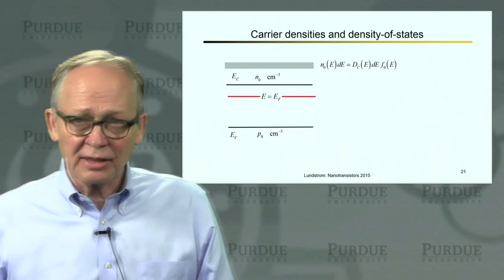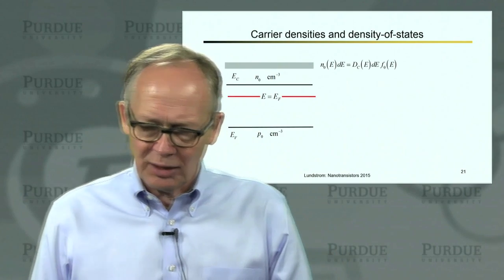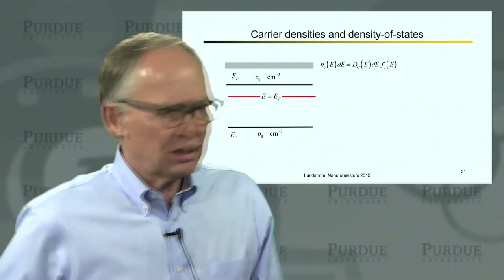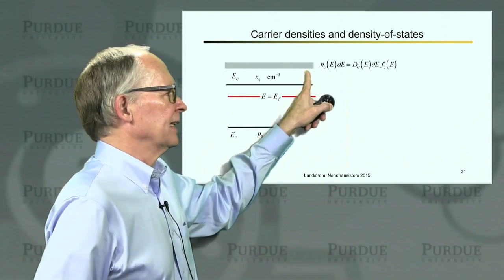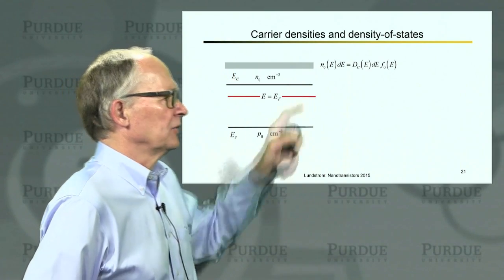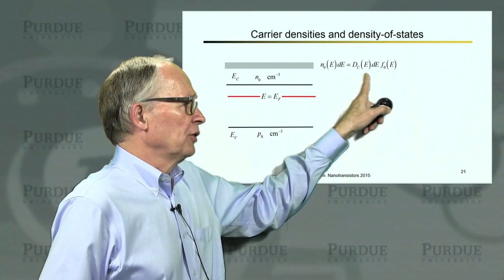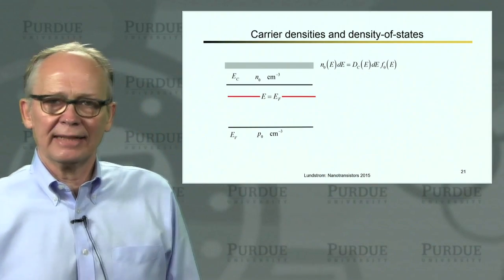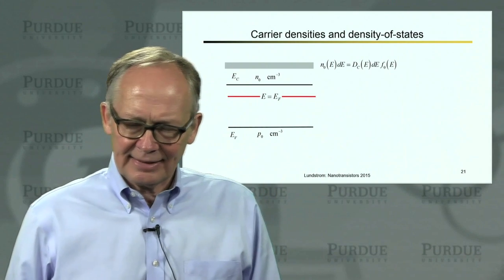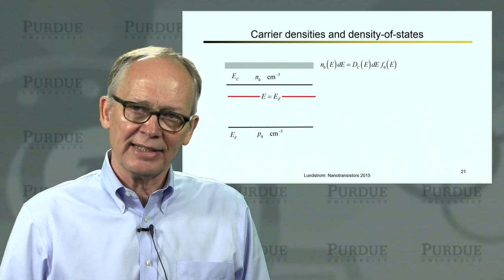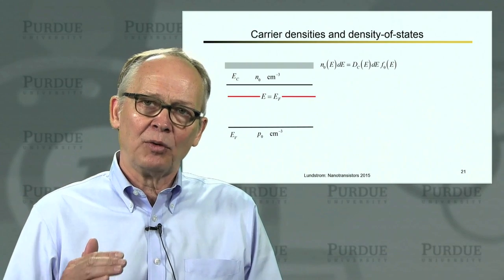Okay, so using the Fermi energy, we can think about how we compute the carrier density in a semiconductor. So let's look at a particular band of energies in the conduction band and ask ourselves how many electrons are there in that range of energy. Well, first of all, I have to know how many states there are in that range. And to find the states in that energy, we multiply the density of states times the width of the energy dE.